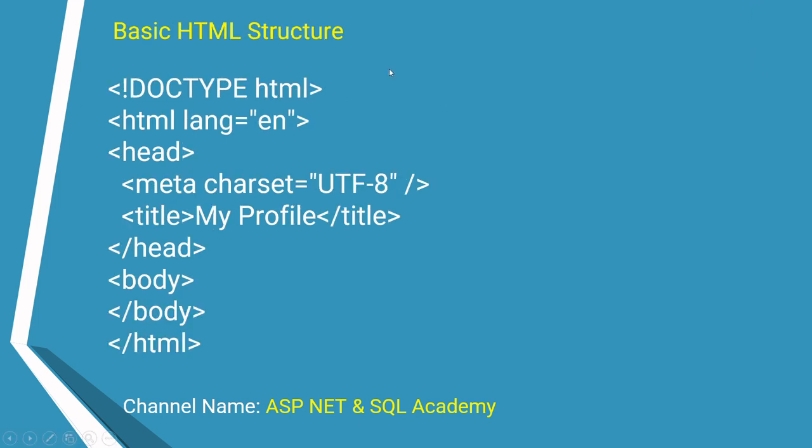We start with a simple HTML skeleton: the doctype, the HTML element with the language attribute, the head containing metadata, and an empty body where we will add our content.